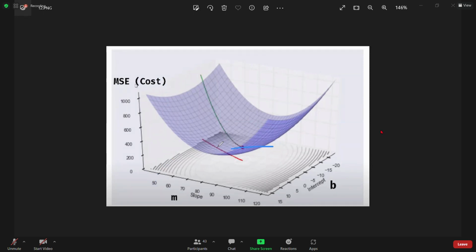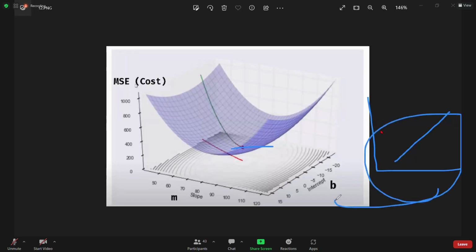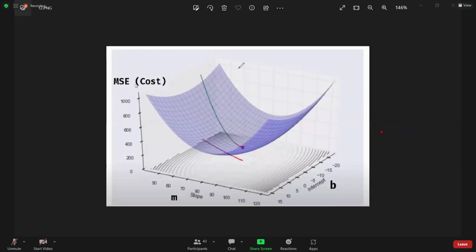If you convert the 3D to 2D, you will get a graph like this. Are you getting my point? What I'm saying is, if you convert 3 dimensions to 2 dimensions, then you get this graph, guys. Online team, I hope everybody understands. Yes, guys?